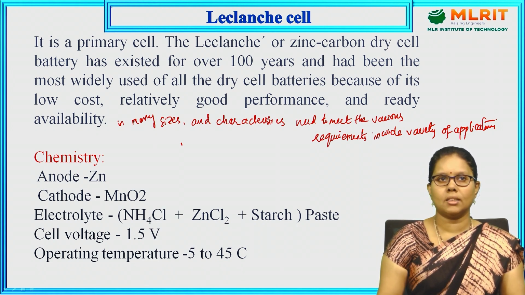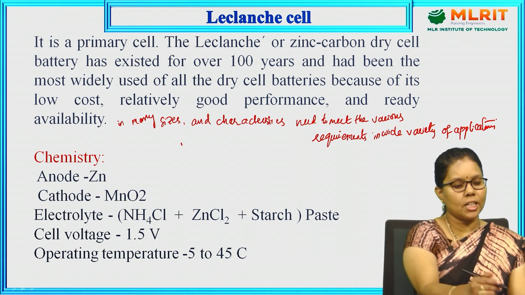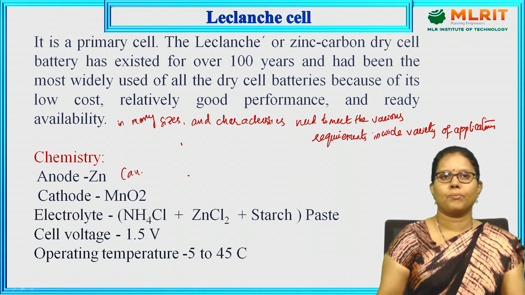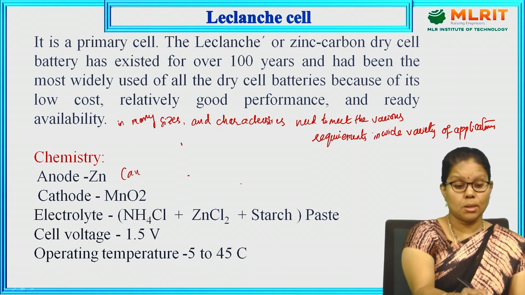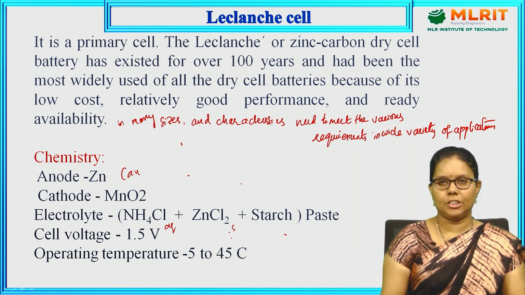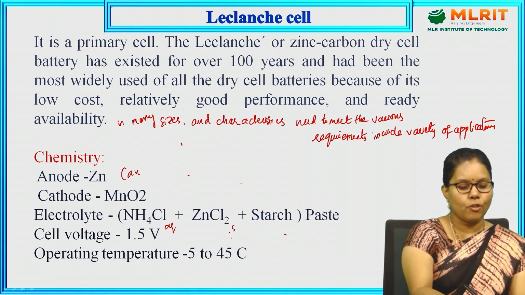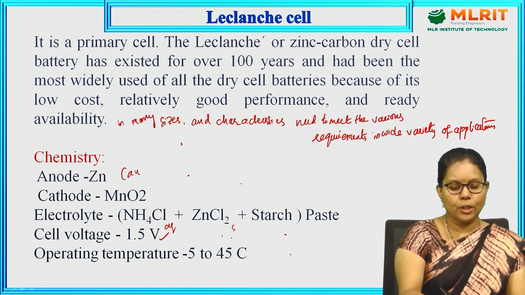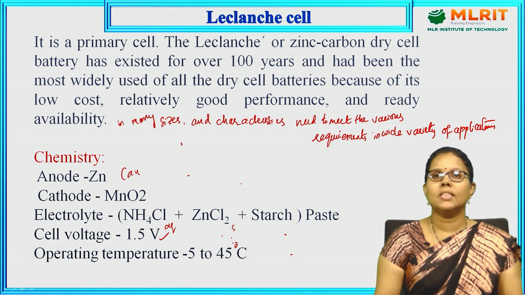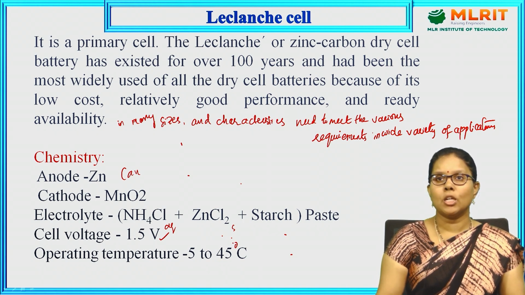What is the chemistry of the Leclanché cell? It consists of anode, cathode and electrolyte. The anode is the zinc metal can. The cathode is manganese dioxide. The electrolyte is aqueous ammonium chloride, zinc chloride, starch paste. Each cell can produce a cell voltage of 1.5 volts. The operating temperature is -5 to 45 degrees centigrade. This is the drawback: it cannot work at low temperatures.